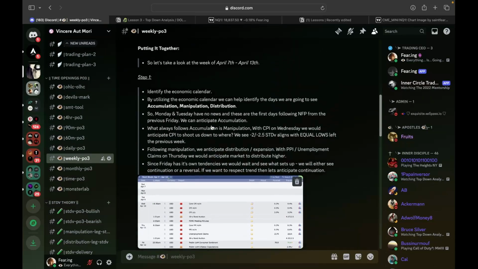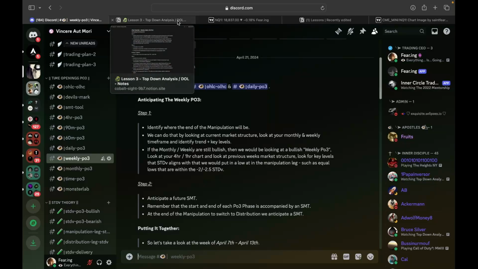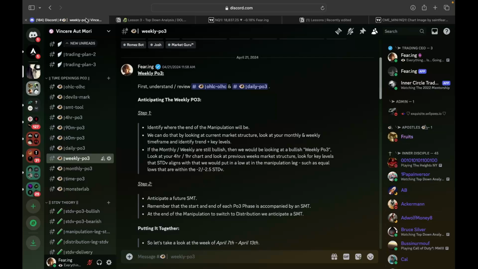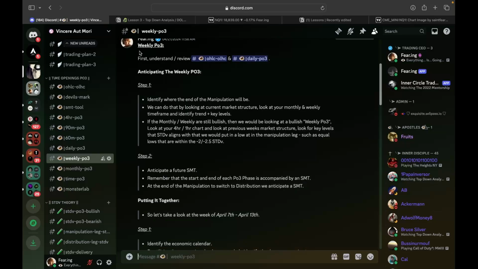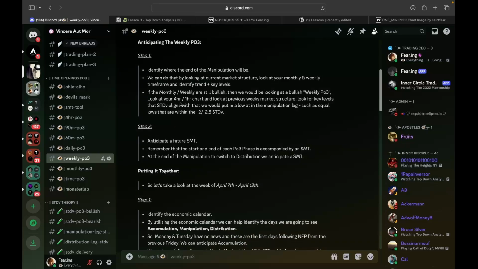So how do we anticipate our weekly power 3? What do you guys think the first thing I do at the start of each week is? First and foremost, I look at where we are in reference to the development of the monthly and quarterly power 3, which we just covered. Next, we look at our, actually I'll just read this off top to bottom. But step 1, identify where the end of the manipulation will be. We do that by looking at current market structure, looking at your monthly, weekly time frame, power 3s, etc.